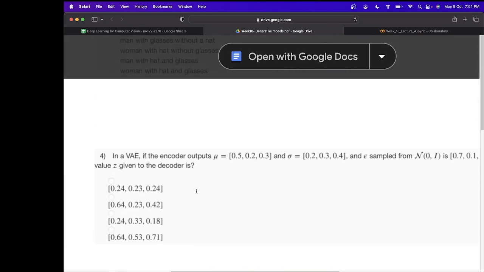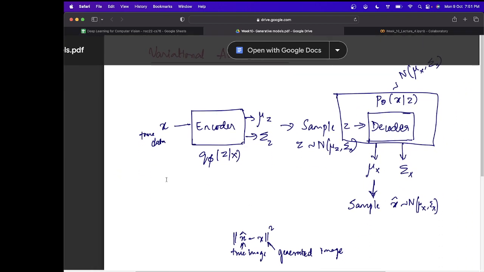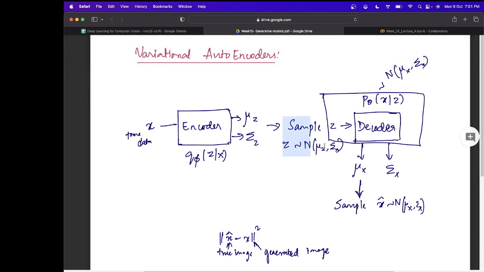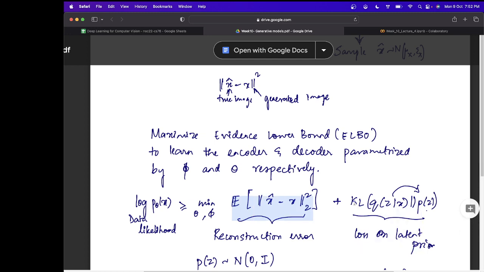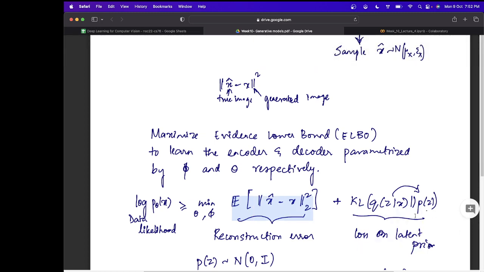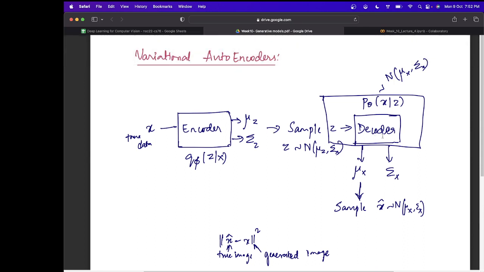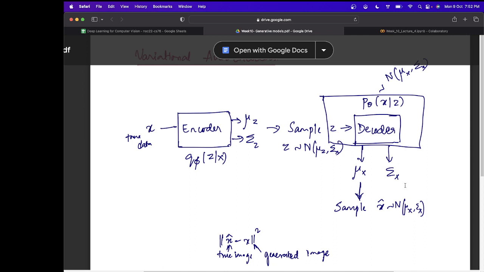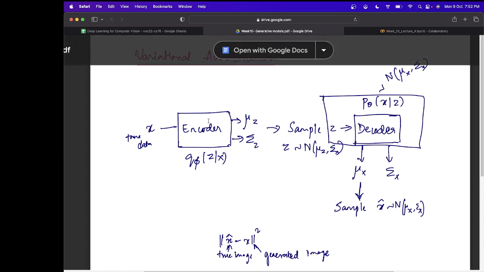Okay. Now, one thing that we missed telling here is that you understand that this is your entire network, right? And your Z is sampled from this Gaussian distribution, right? Now, in order to train this model, this is your loss function, the reconstruction loss and the latent prior loss. So the forward pass goes from x to x hat, right? So the backward pass goes from x hat through the decoder to the encoder.